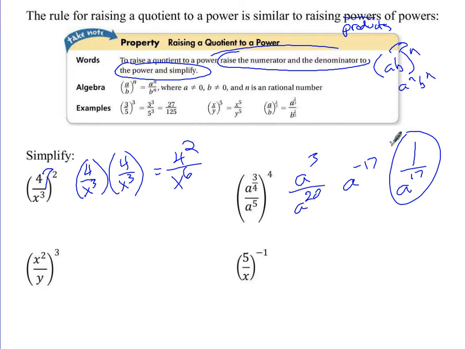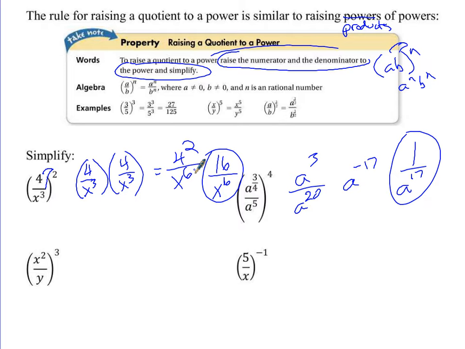Yeah. So on this first one right here, normally we would just go 4 squared, but 4 squared is 16, so our answer here needs to be 16 over x to the 6th. Forgot about doing that. We want to multiply out those exponents for our numbers.